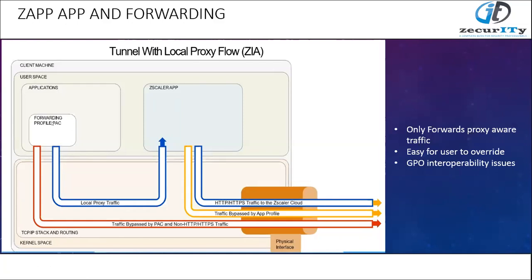If you have the rights to control the app profile, in the browser, you can override the configuration, like changing the PAC file and those kinds of controls. But GPO based or system related restrictions have to be done by the company. So there are chances for GPO interoperability issues. If GPO is pushing any PAC file configuration or proxy configuration to the browser, then there is a chance of interoperability related issues.